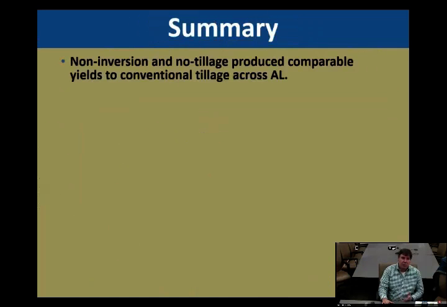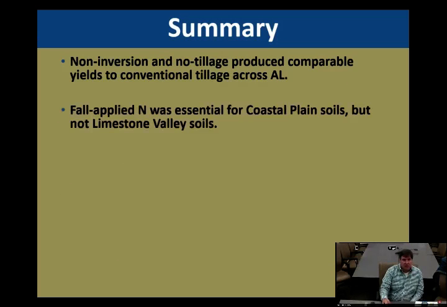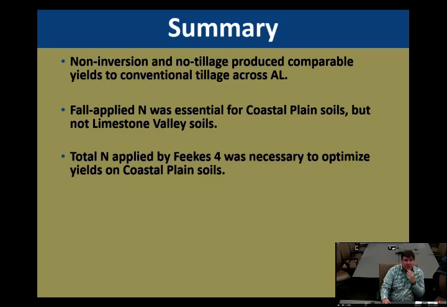So with that, just to summarize, the non-inversion and no-tillage produced comparable yields to conventional tillage across Alabama. The fall-applied nitrogen was essential for coastal plain soils, but not on the limestone valley.